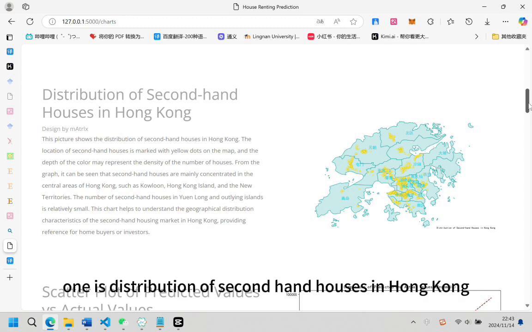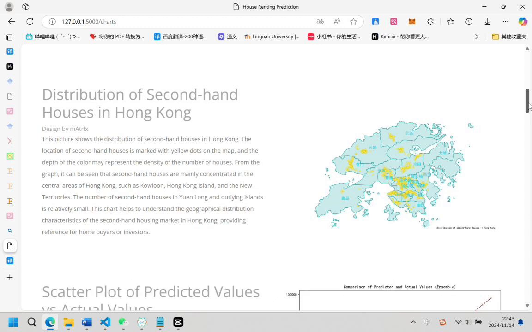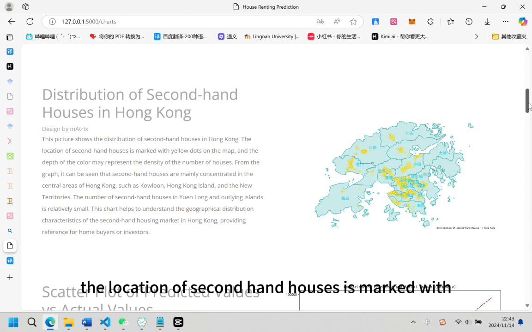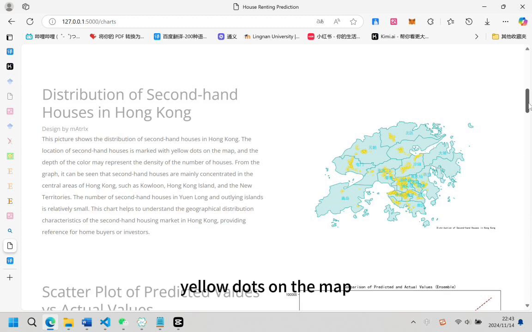The second one is distribution of second-hand houses in Hong Kong. The location of second-hand houses is marked with yellow dots on the map, and the depths of the color represent the density of the number of houses.